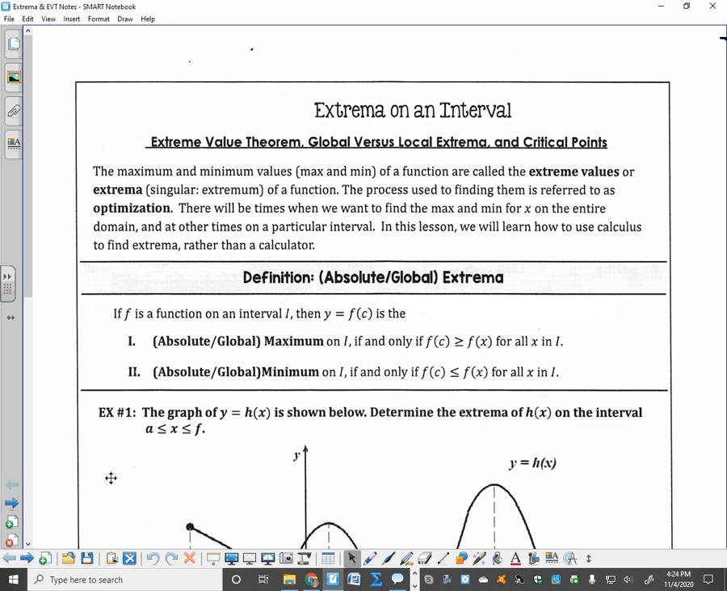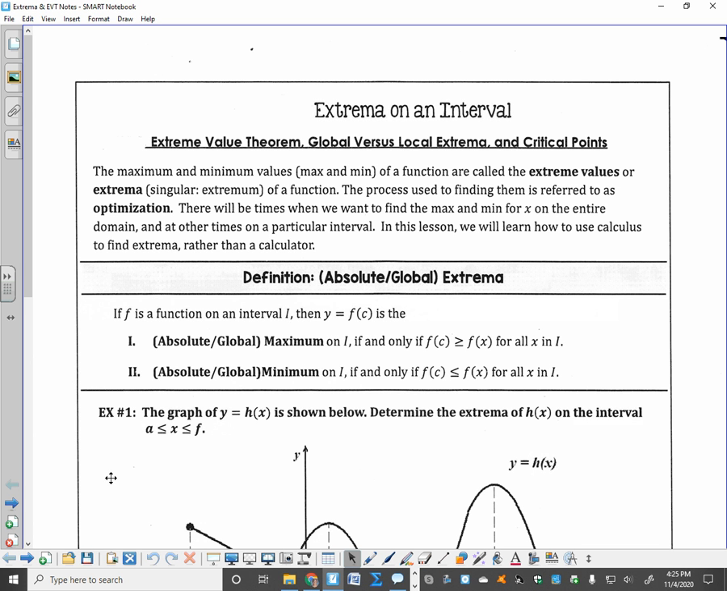All right, extrema on an interval. The extreme value theorem, global versus local extrema, and critical points. The maximum and minimum values of a function are called extreme values or extrema of a function. The process to find them is referred to as optimization. You want to optimize your graph, find its max or its min.